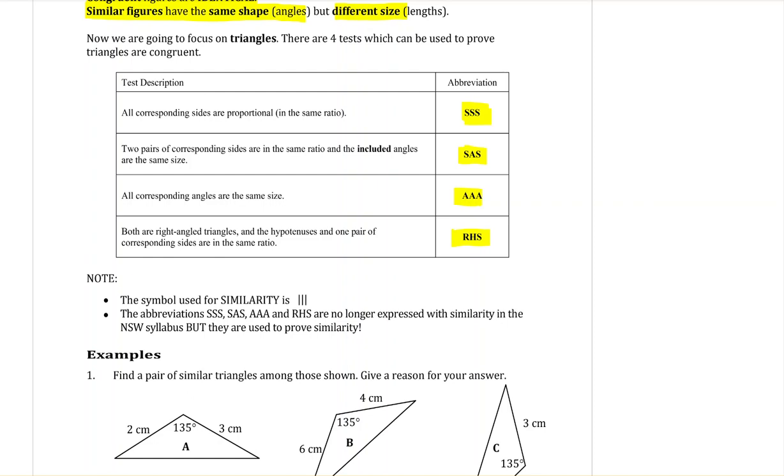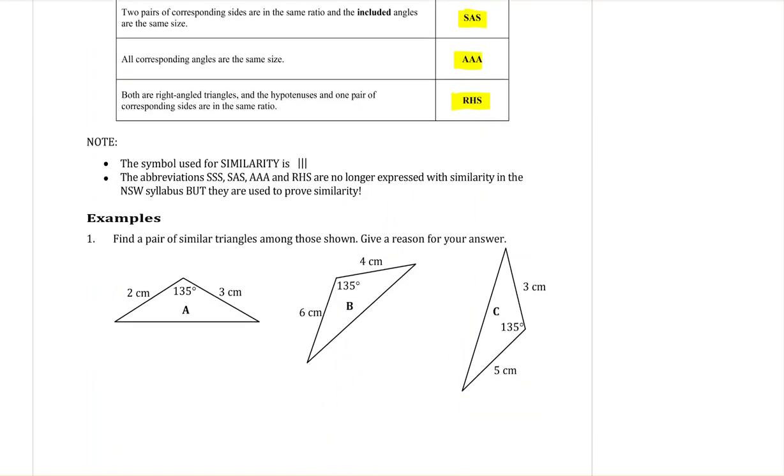So AAA, all you're doing is showing that all three angles are the same, and it is the most common one that usually shows up. And we also call that one equiangular. You'll see that word written down. These triangles are similar because they are equiangular, which means that all the angles are the same. All right, so note the symbol used for similarity, we know that already, is three vertical lines. The abbreviations SSS, SAS, AAA, and RHS are no longer expressed with similarity in the New South Wales syllabus, but they are used to prove similarity.